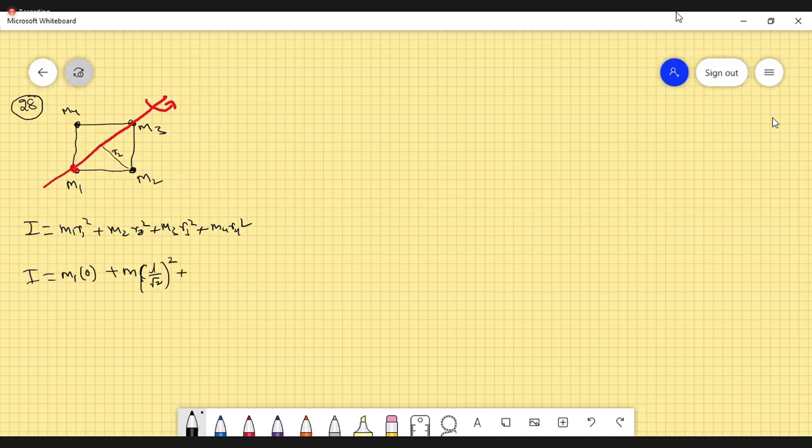Plus m3 into 0, plus m4, which is m, and this is also half of the diagonal, that is L by root 2 whole square. Therefore moment of inertia equals mL square by 2 plus mL square by 2. I equals what?